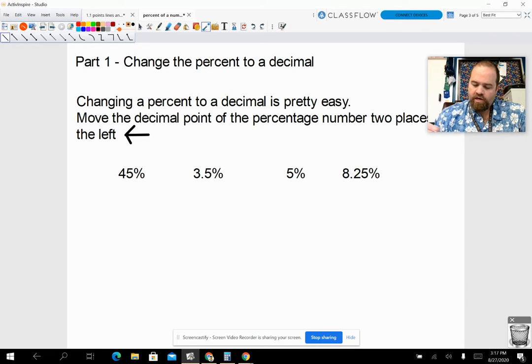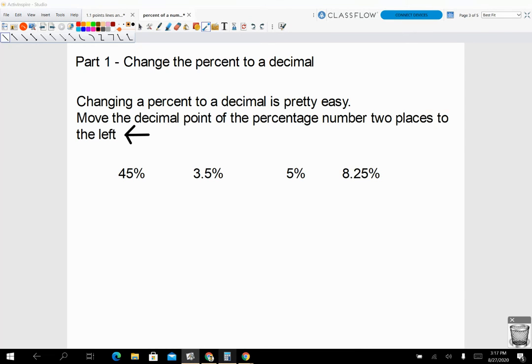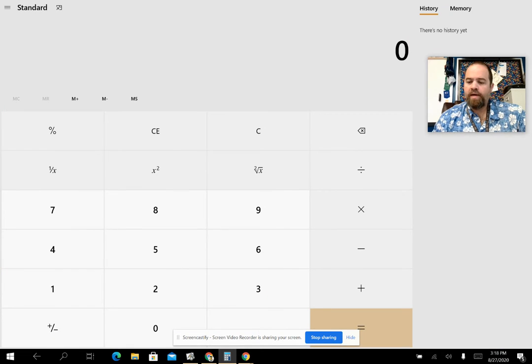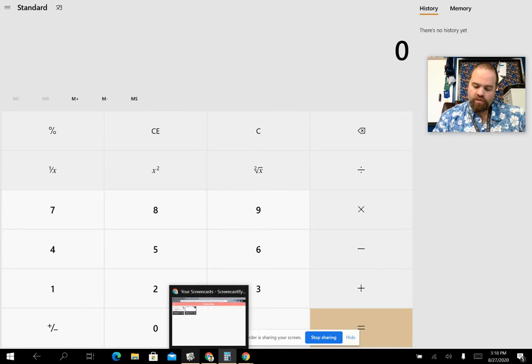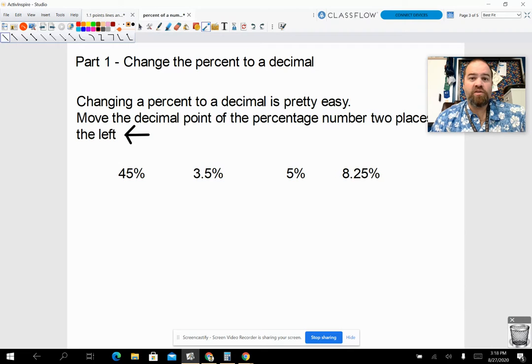A lot of calculators have a percent button on them, up here in the upper left hand corner, and basically all that does is it'll change your percentage into a decimal that you can work with. We're going to do it a little bit easier than that. Just a little bit of common sense I think will go a long way on this. So I need to change each of these percentages into a decimal so I can work with them.